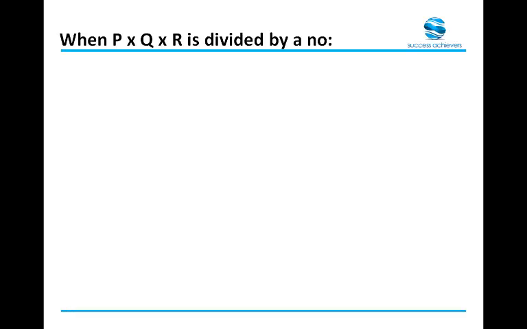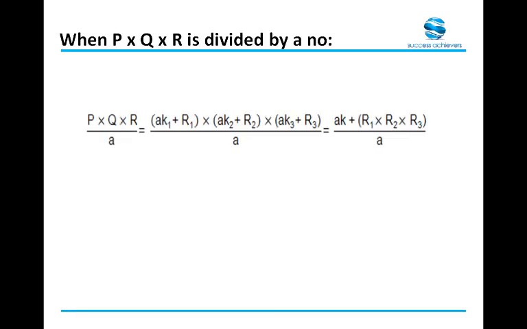So if P, Q, R is individually divided by A and the remainders obtained are R1, R2 and R3 with quotients as K1, K2 and K3, then again in this case, can we say rather than multiplying P into Q into R and then dividing by A, what we do is we divide individually each of these numbers by A and get a remainder. In this case, we are getting it as R1, R2, R3. So simply multiply R1, R2, R3 and divide it by A. So that's how you can get the remainder faster when you have a product.